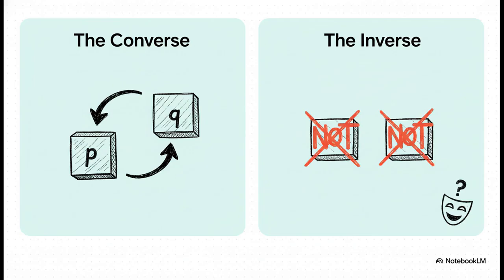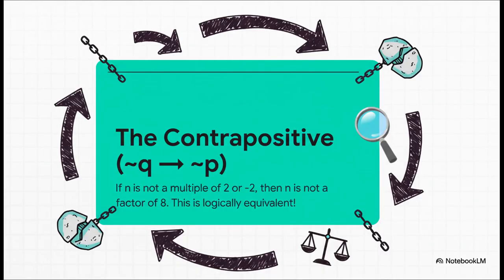Now, a little warning for all you detectives out there. Just because the original statement is true, that does not automatically mean the converse or the inverse is true. They can be really deceptive. And that brings us to our superstar, the contrapositive. This one does two things. It flips the order and it negates both parts. So it becomes "if not Q, then not P."